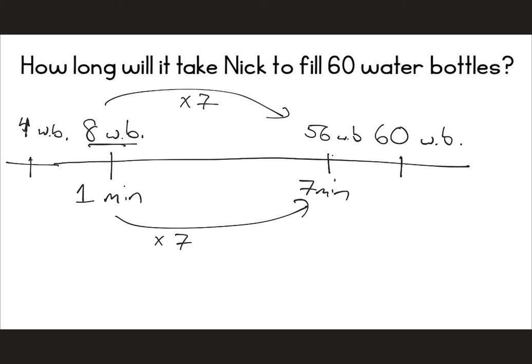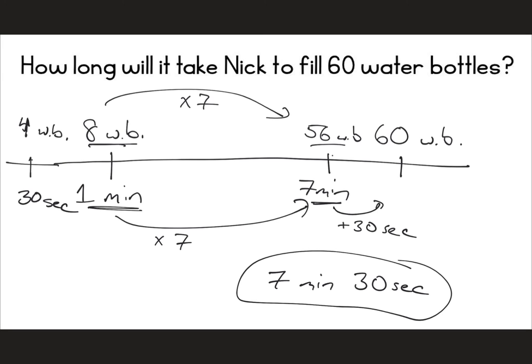If 8 water bottles is in 1 minute, how long would it take him to do 4 water bottles? 30 seconds, half of a minute. Okay, so if 56 water bottles take 7 minutes and he needs 4 more water bottles, how much? So we would add on 30 more seconds. How long does it take him in total to get to 60 water bottles? 7 minutes and 30 seconds.